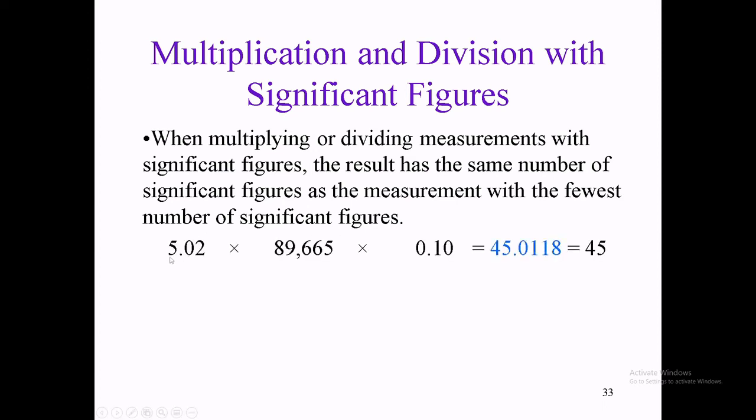All right, so if I have 5.02 times 89,665 times 0.10, if I type this into the calculator like I would have been during math class, I would get 45.0118, okay? But when I'm using my significant figures convention, I have to figure out the number of significant figures in each one of these, and whichever one has the lowest is going to limit what my answer can have for significant figures, okay?